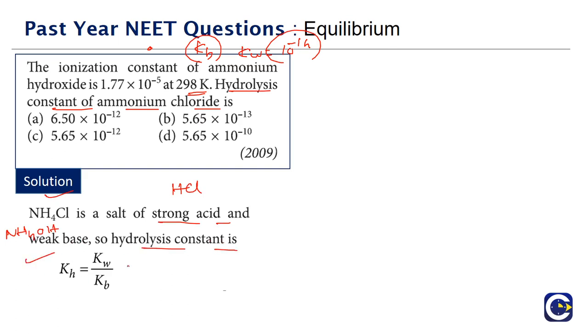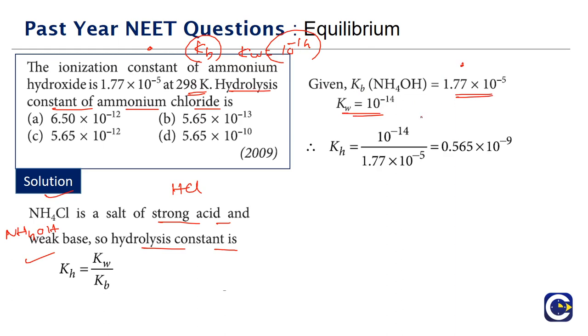What is the formula for the hydrolysis constant? KH is equal to KW by KB. The Kb value is 1.77 into 10 power minus 5. Because it is 298 Kelvin, KW is 10 power minus 14. So KH will be equal to KW by KB, which is 10 to the power of minus 14 divided by 1.77 into 10 power minus 5. This will be 10 power minus 9 on cancelling.